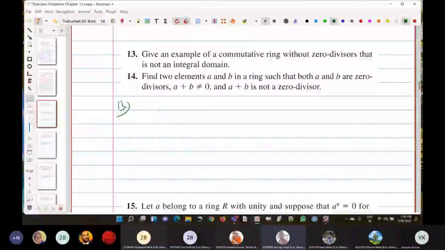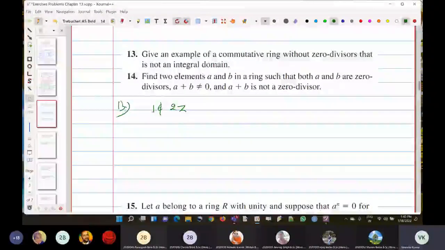So even numbers. Set of even numbers. Okay, it's 2Z, na? Yes, without unity, it has no zero divisor and is not an integral domain. Why is it not an integral domain? Sir, it has no 1, there will be no unity. Very good. Please note down 2 points for this.